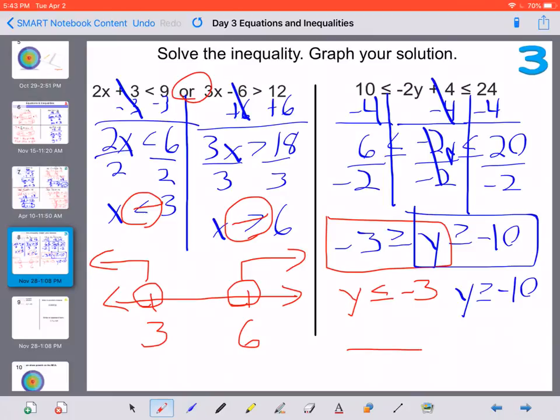So if we draw our number line, this time the lesser one is negative 10. The greater one is negative 3 because it's closer to 0. This time it's or equal to, so we're going to draw a closed circle at both points. The negative 10 is pointing to the right, and the negative 3 is pointing to the left, so our lines are going to touch.